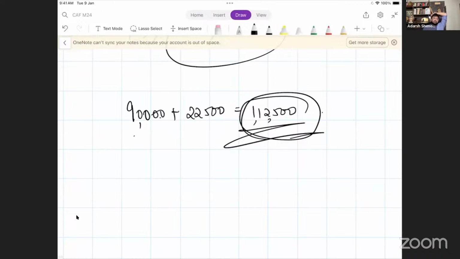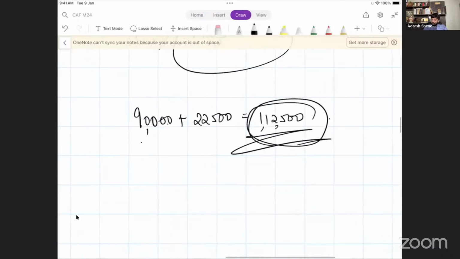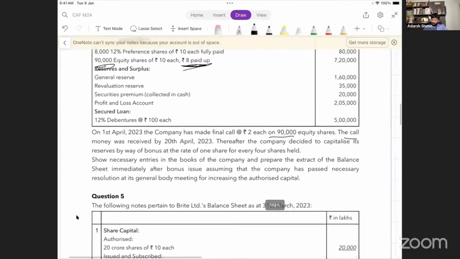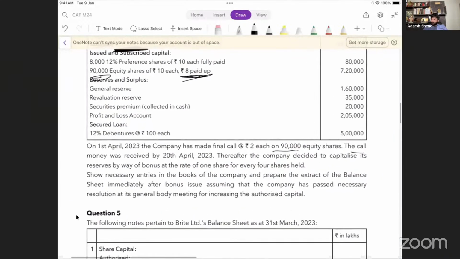But the question is silent, right? So we are going to the minimum. We must increase by 12,500. From 1 lakh it must become 1,12,500, because after bonus issue, it will come up to 1,12,500. So minimum 12,500 increase in authorized capital. Have you understood what I said? Have you all followed this?